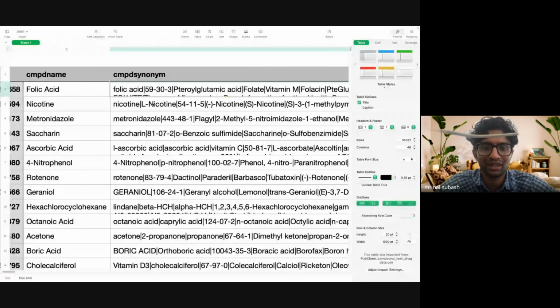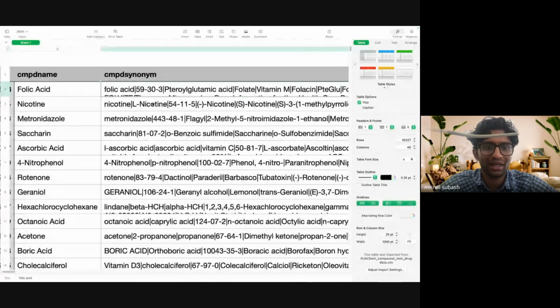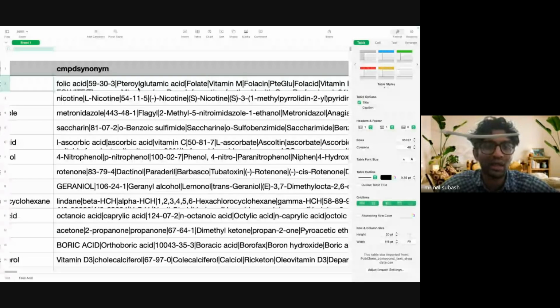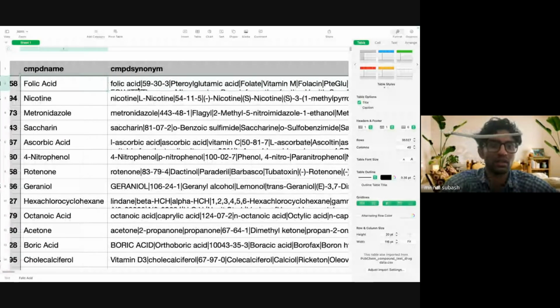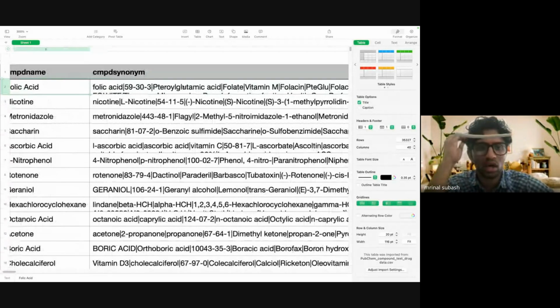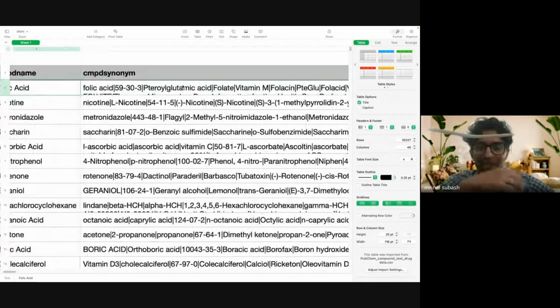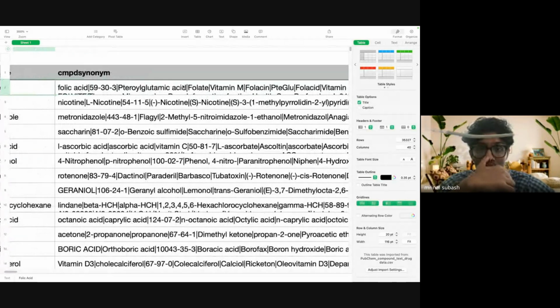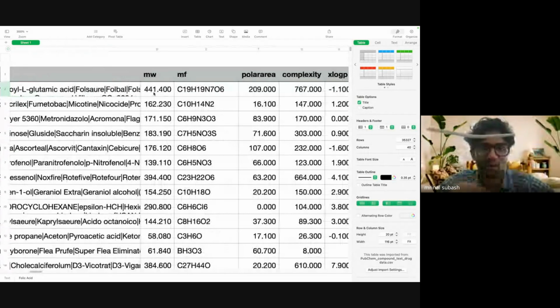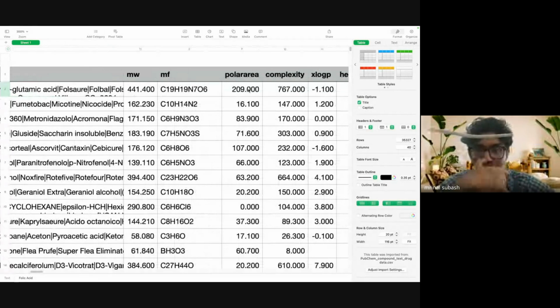So this is basically whatever combinations can come for this particular compound. These are synonyms for that particular compound. Within the folic acid compound name, there are a number of these acids that come under the same branch. So these are those compounds, and this is the molecular weight. This is the molecular function.